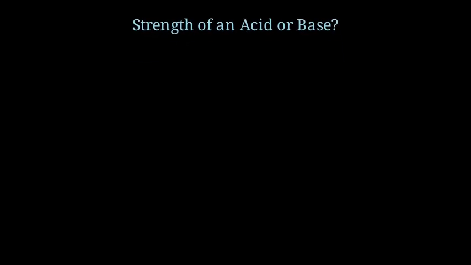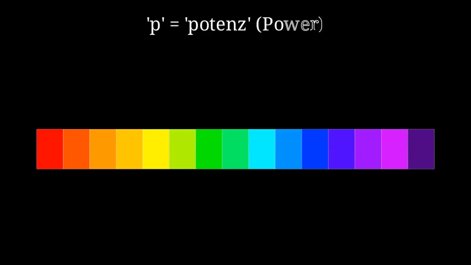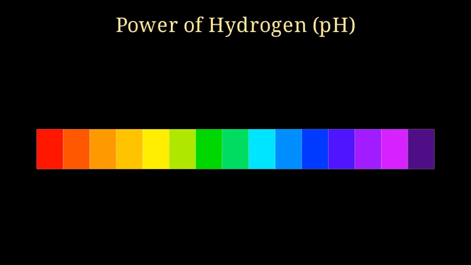But how do we measure the strength of an acid or a base? Not all acids are created equal. You can put lemon juice on your salad, but you wouldn't dare touch concentrated sulfuric acid. This brings us to the pH scale. The P in pH stands for potens in German, meaning power. It's the power of hydrogen.